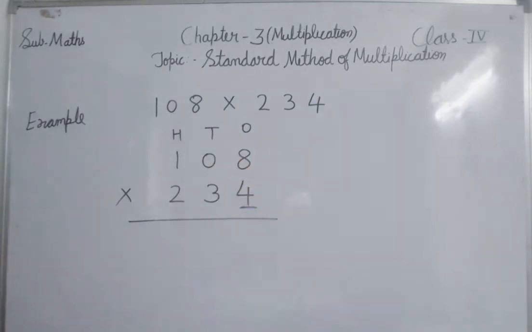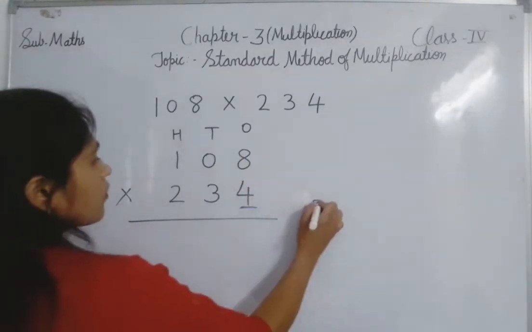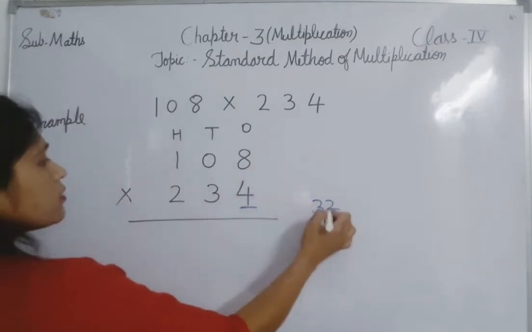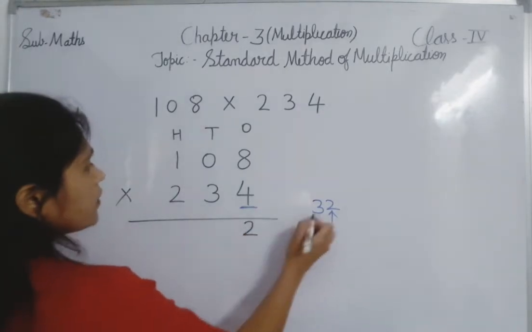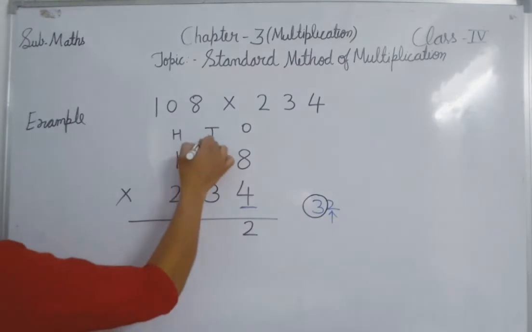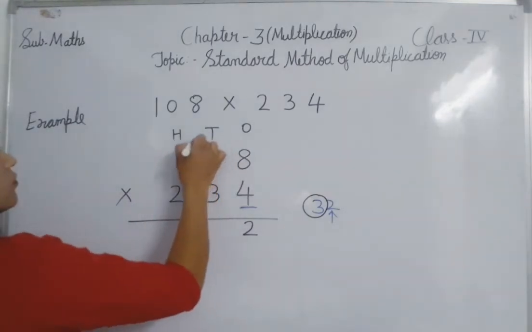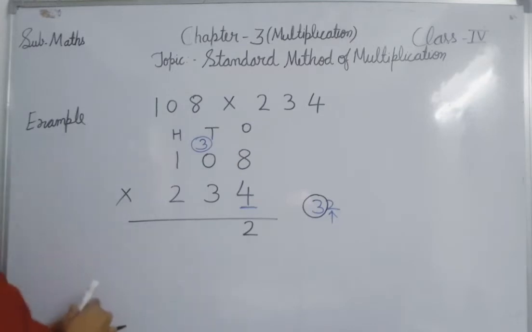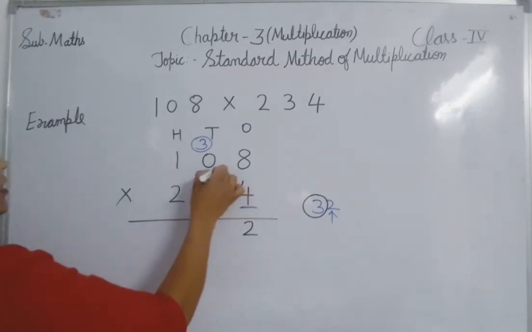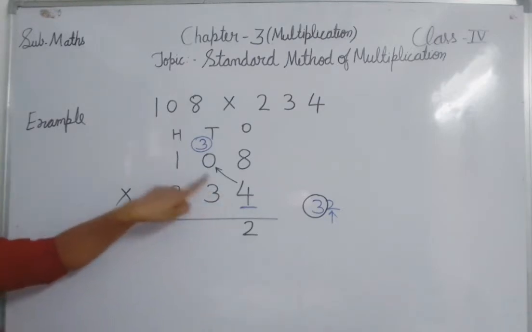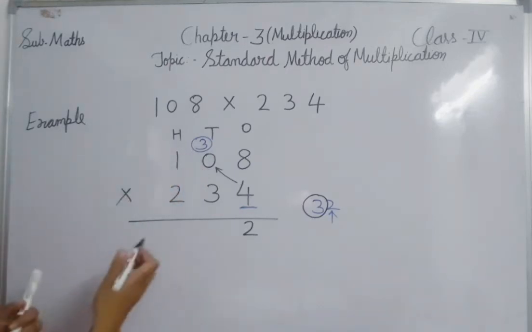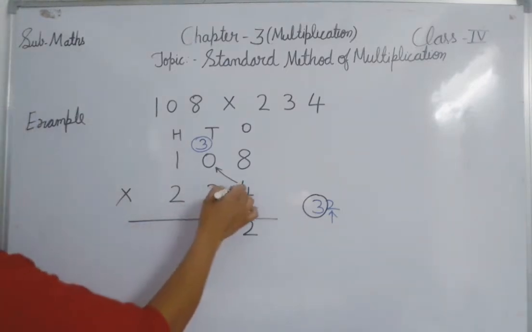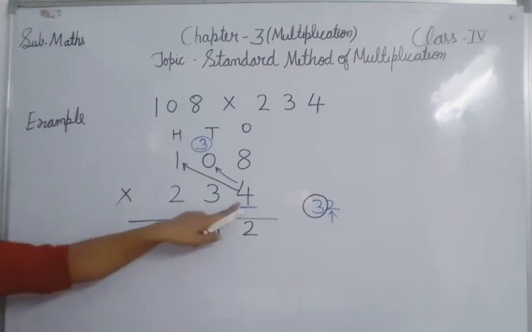So 4 multiply by 8. So you will get 32. So 32, this is a ones place. So we can write only 2 here. So we'll write 2 here. And this 3 will go carry forward to the next house. Yes. Now we have to multiply this 4 with 0. So when you multiply any number with 0, you will get 0. So 4 multiplied by 0 is equal to 0 and you have to add 3. So 0 plus 3 is equal to 3. Now you have to multiply 4 by 1. So 4 ones are 4.